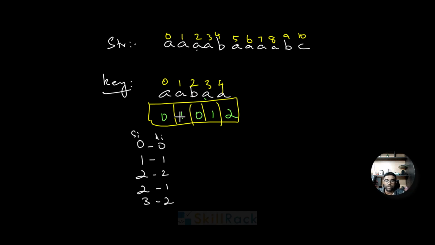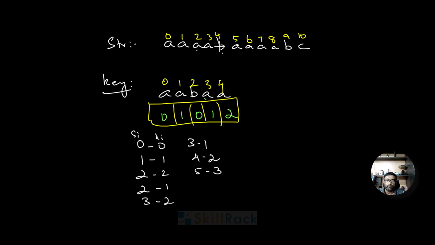So second index, what is the previous value? It is 1. So you will be going to 3, 1. So 3 and 1, they are matching. So you will be going to 4, 2. So 4 and 2, BB, they are matching. Okay, so you will be going to 5, 3, right?